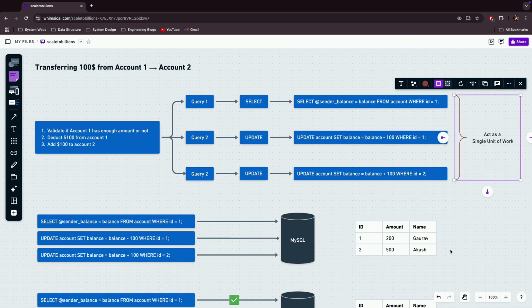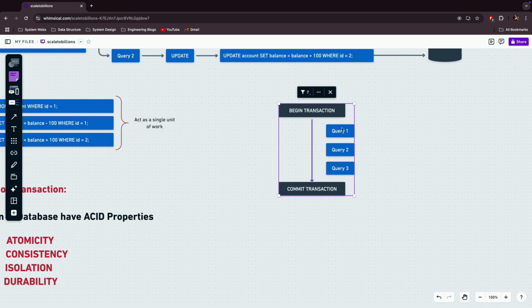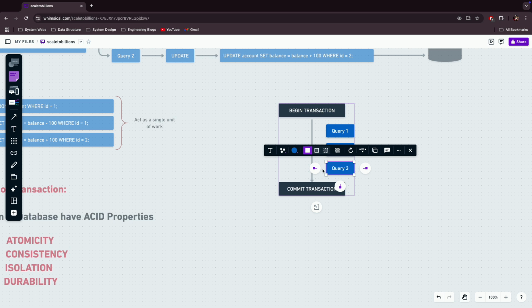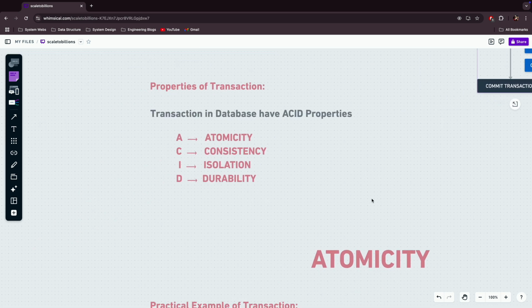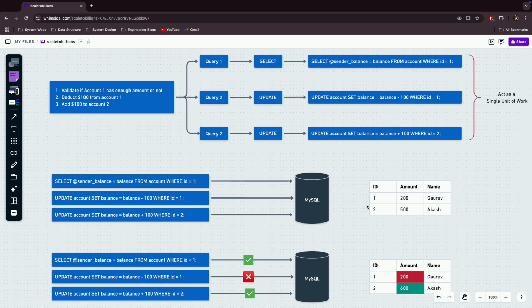We have also talked about it, like we are going to wrap something like this, and then all the queries, basically query one, query two, query three, inside begin transaction, commit transaction. The database will take care of this. What we are going to talk about is what exactly is atomicity. To understand atomicity, first let's understand what is a partial transaction.